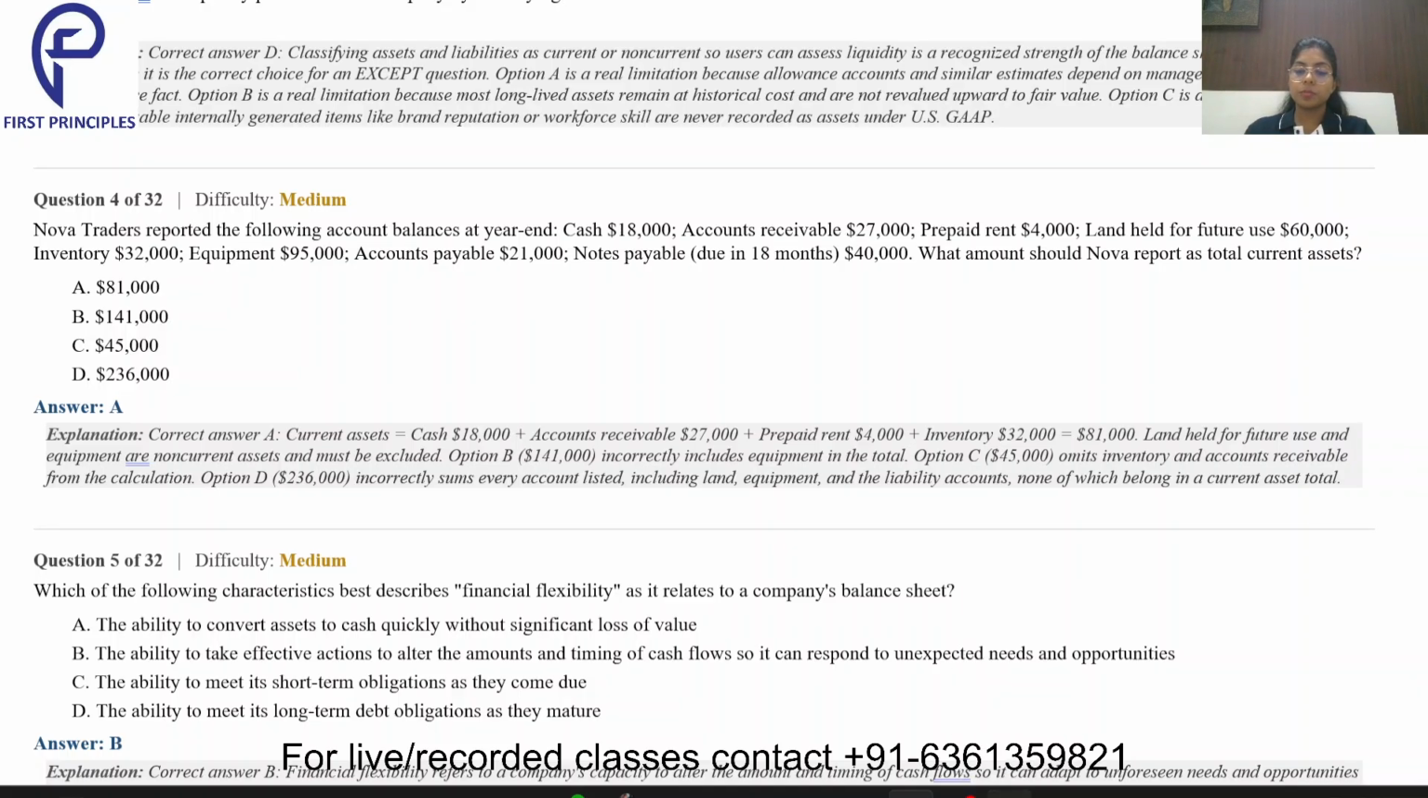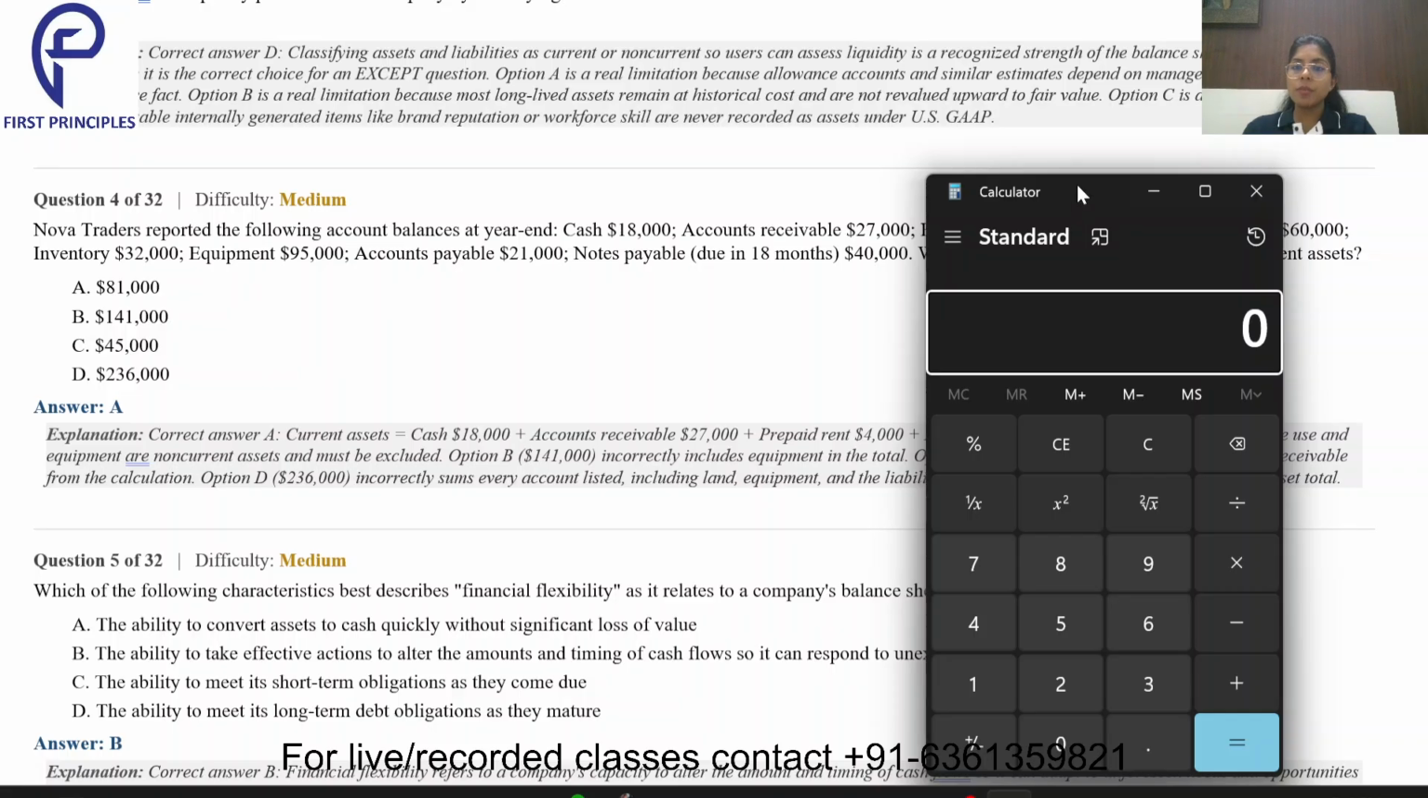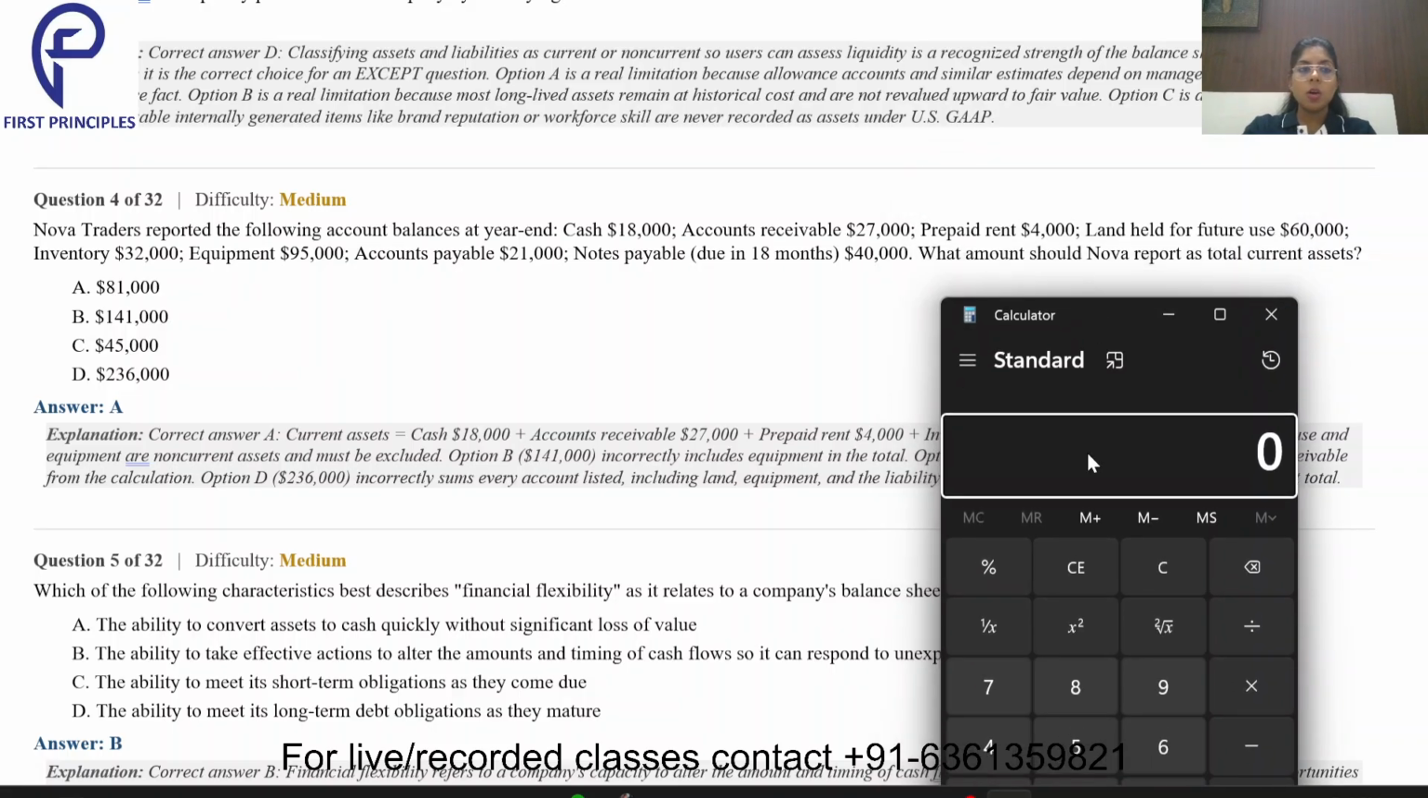Let's use our calculator. So guys who are solving along with me in the session, or who are watching this video and they are also carrying their calculator, let's solve this together. Question is simply saying what are total current assets. We just have to focus on the current assets. Is cash a current asset? Yes, cash is a current asset. Then next, accounts receivable. Is accounts receivable a current asset? Yes, accounts receivable is a current asset.